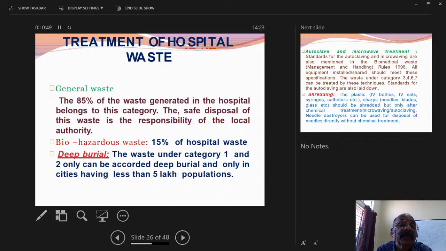Treatment of hospital waste. General waste: 85% of the waste generated in the hospital belongs to this category. The safe disposal of this waste is the responsibility of the local authority. And biohazardous waste, 15% of the hospital waste, that is deep burial. The waste under category 1 and 2 only can be accorded deep burial, and only in cities having less than 5 lakhs population.